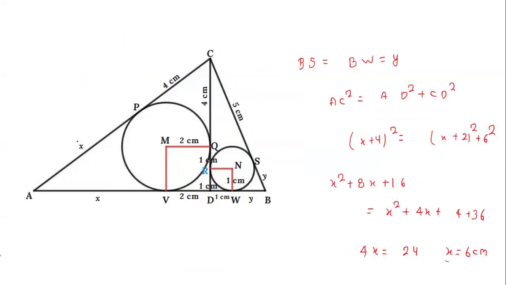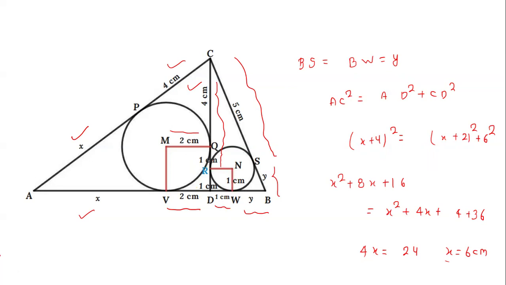Now we know different lengths. Like this is x, this is x, this is 4, this is 4. From the previous slide, we found this CR length as 5 centimeters, so this CS length is also 5 centimeters. Initially, we assumed this BW as y and BS is also y. This BD we know is 2 centimeters, this MQ we know is 2 centimeters, and this is 1 centimeter. So we know all these distances.